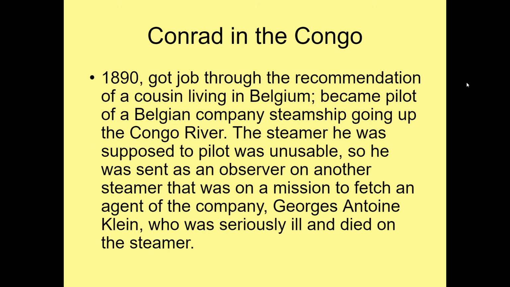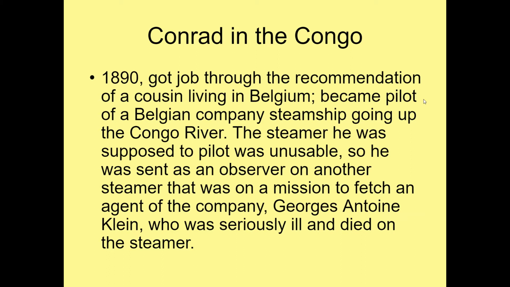So in 1890, when he was an English citizen, he got a job. This is going to be very much like what you're going to read today in Heart of Darkness. He got a job through the recommendation of a cousin who was living in Belgium, to pilot a steamboat up and down the Congo River in the Congo. And the Congo, of course, at this point was under control of Belgium. Africa is divided up amongst the European nations. They have control over certain areas that they benefit from, right, in terms of the natural resources.